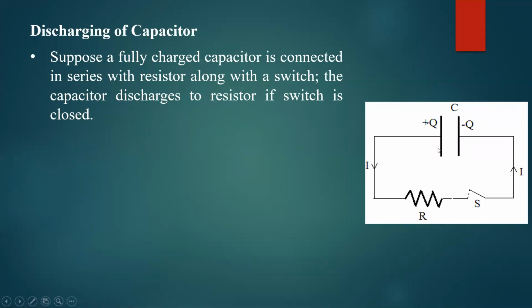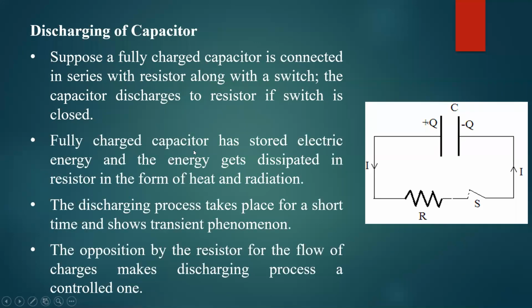A fully charged capacitor whose charge is Q naught is connected in series with a resistor. Then a switch is connected. When the switch is closed, the circuit allows the current. Now the capacitor is fully charged, having the charge Q naught, and it acts like a battery. It will send the current. The fully charged capacitor has stored electric energy, and that energy gets dissipated in the resistor in the form of heat and radiation.